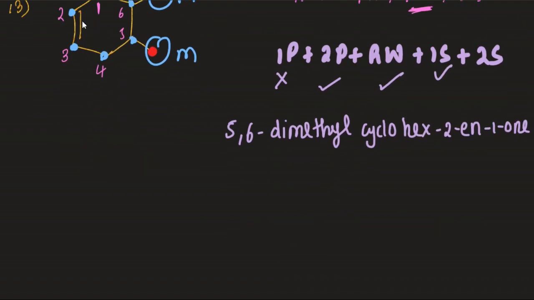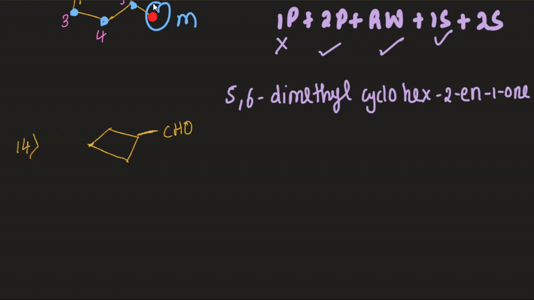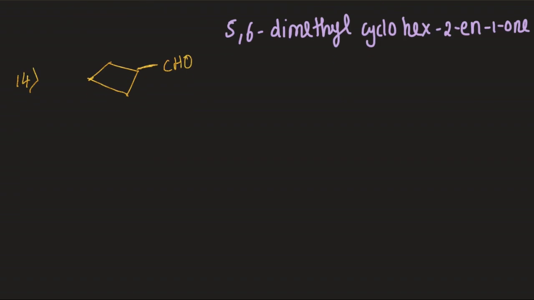Next, 14th one. Right. So in this structure, you have one ring and there is one functional group. Which one will be our parent carbon chain? The ring will be our parent carbon chain. Hence this will be acting as a 4-membered ring, and this is our functional group. Which functional group? We can say it is an aldehyde.